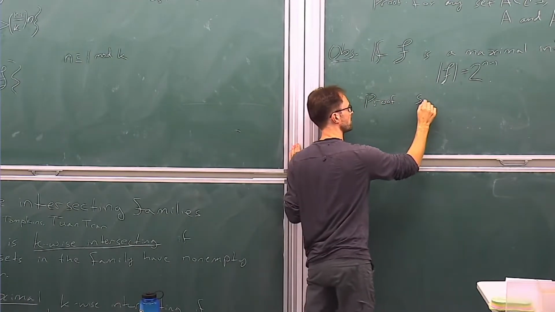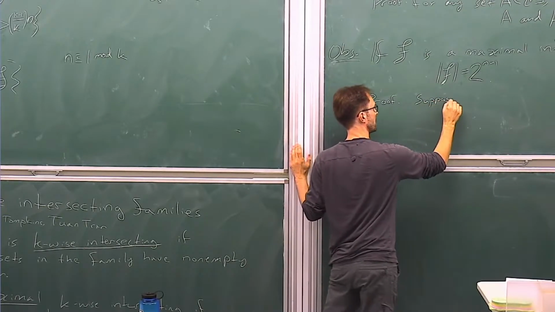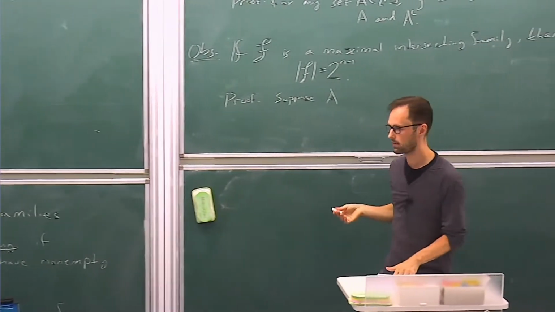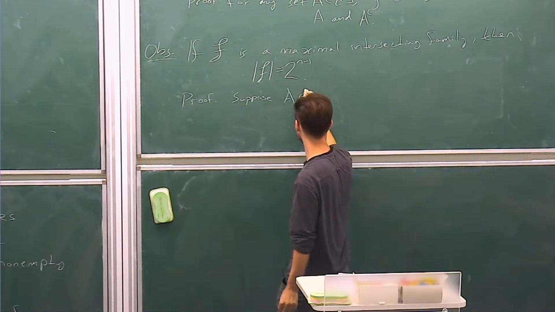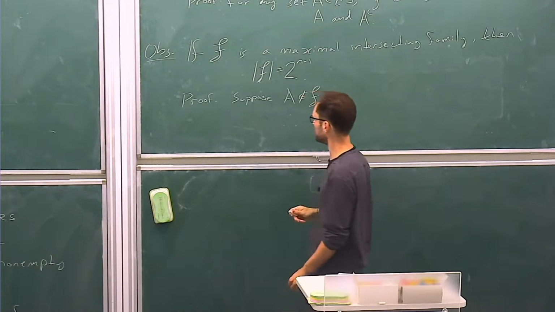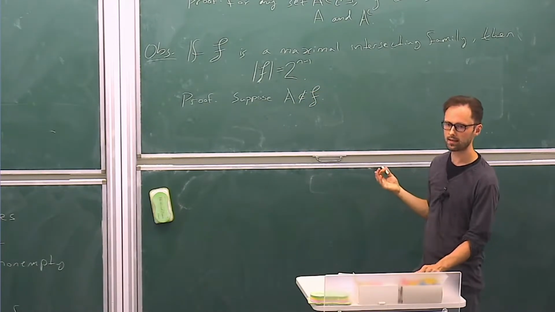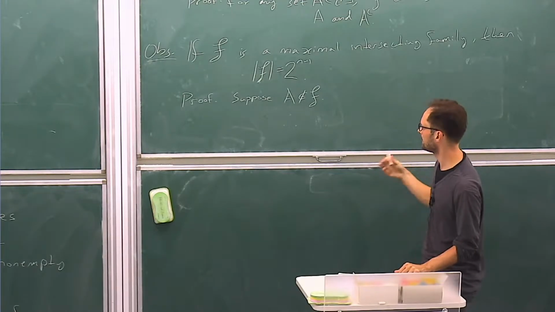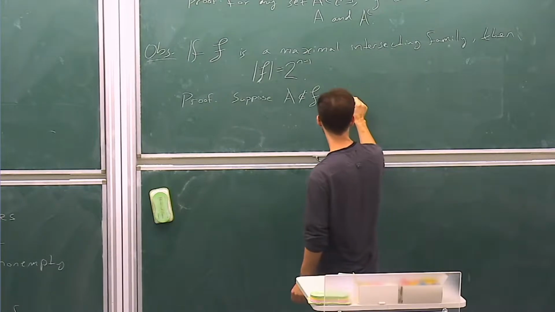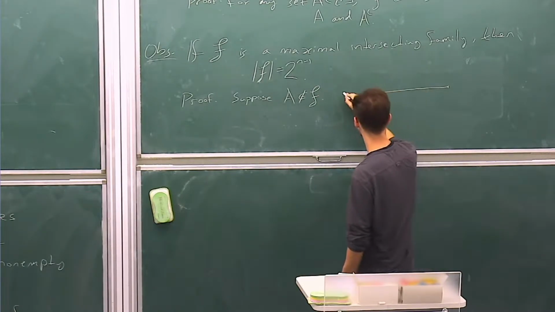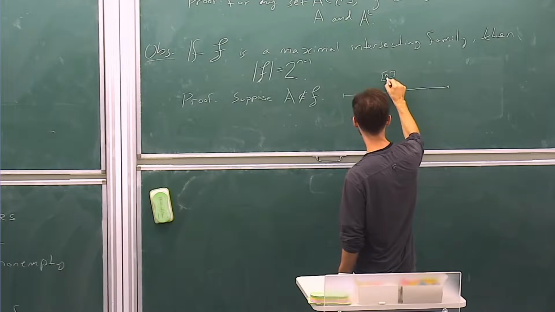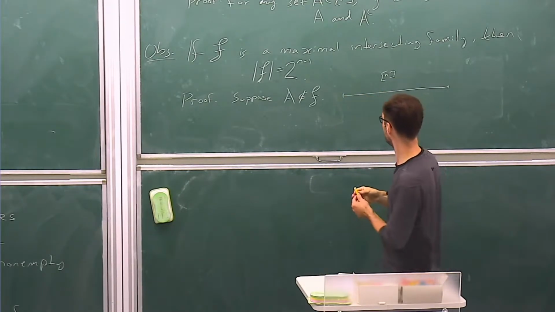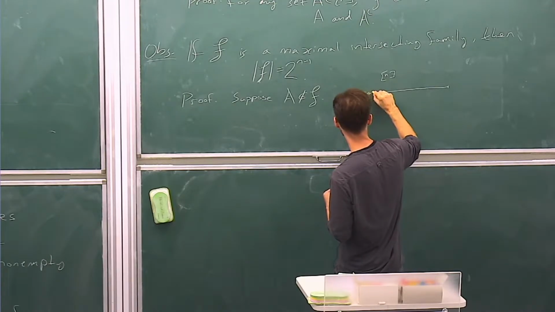So now let's suppose that F is some maximal pairwise intersecting family, and you have some set A that's not in F. So why is it that A is not in F? Well, F is maximal. That means you can't add A to F. Let me draw a picture here. This line is going to be the set of A elements, and here's A.